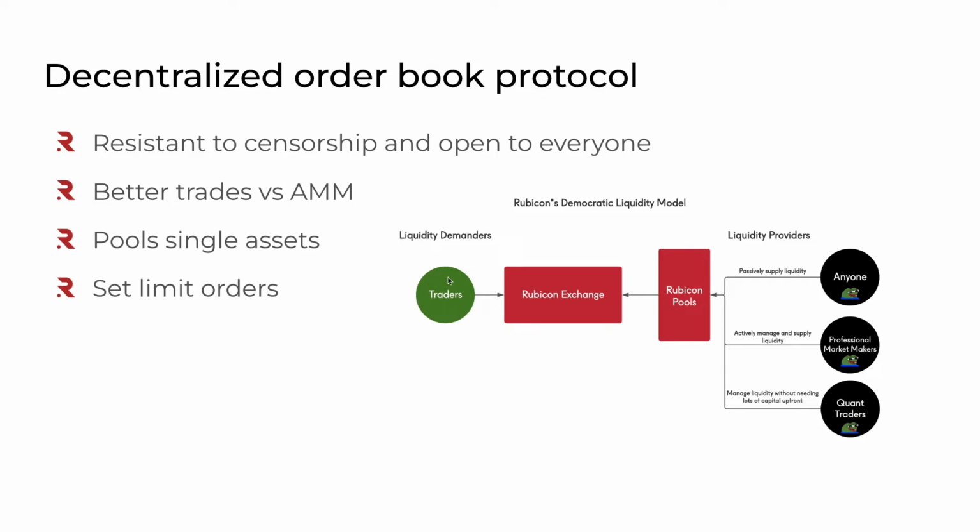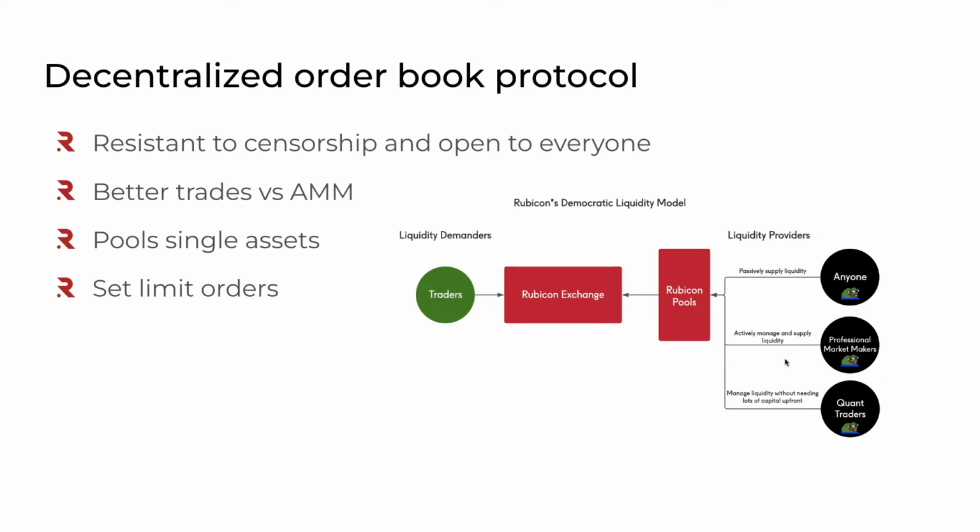On the left here we have traders. These are people who want to make trades. They want to trade USDC for Ethereum. They come to the Rubicon exchange and they place their trade. Their trade then uses the tokens that are in the Rubicon pools to swap between assets and give them a great execution price. Behind the scenes, the people that create these pools and put them to work are passive liquidity providers, which is anyone. This will be the most common way to use the Rubicon protocol as a liquidity provider, as it's the easiest and quickest to get started with.